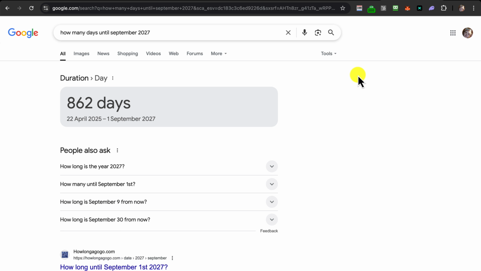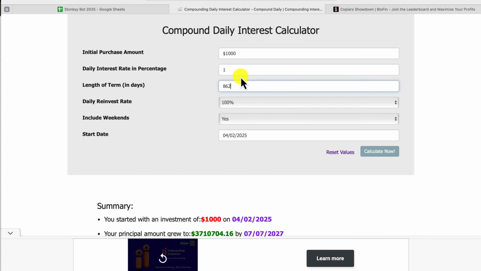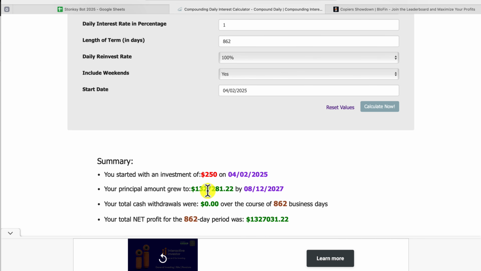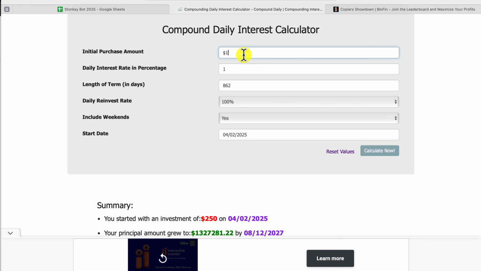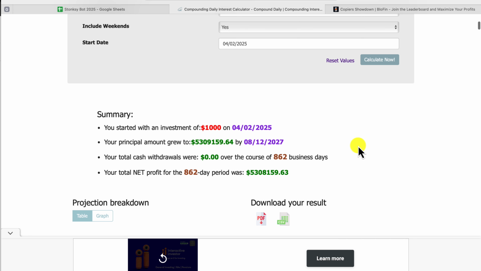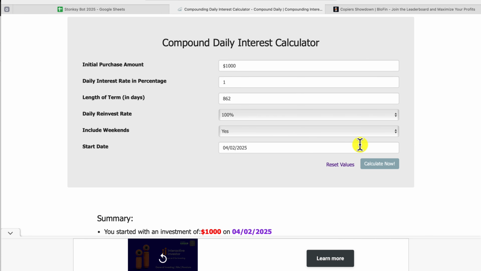Now, me personally, I'm probably looking at doing something different in my life by September 2027. That'll be when my youngest daughter has finished further education, and I'll probably relocate somewhere then. So that's 862 days away. Let's take a look at that. If I did that with, say, just the $250 initially, so if I didn't touch anything from now, that would give me 1.327 million. Not bad. And if I up this to 1,000, which I'm thinking of doing, that would actually give me 5.3 million. Is this realistic? Let me know what you think in the comments.